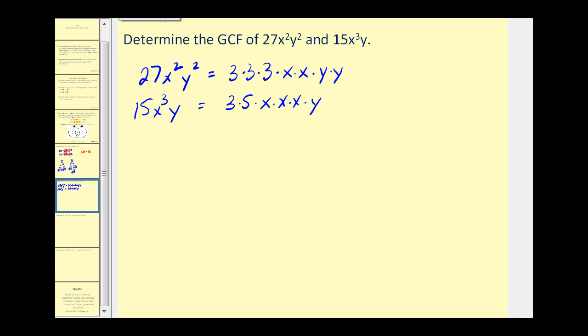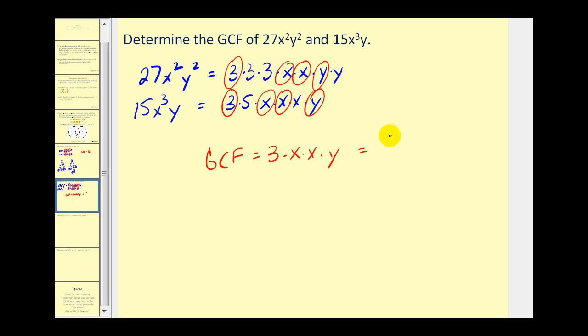Again, we'll circle the factors they have in common. So they have 1 factor of 3 in common, no factors of 5 in common, but they do have factors of x in common. In fact, they have 2 factors of x in common and 1 factor of y in common. So whatever we end up circling, or wherever they overlap, that represents the GCF. So the GCF is equal to 3 times 2 factors of x times 1 factor of y, which is equal to 3x squared y. Let's go ahead and try another.